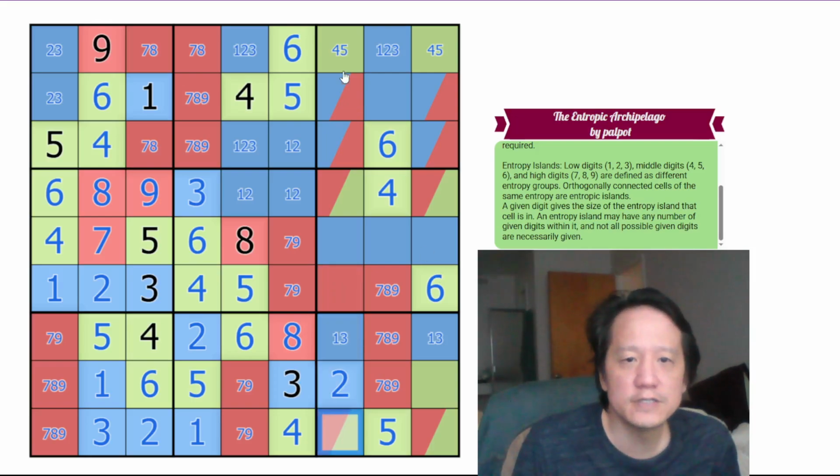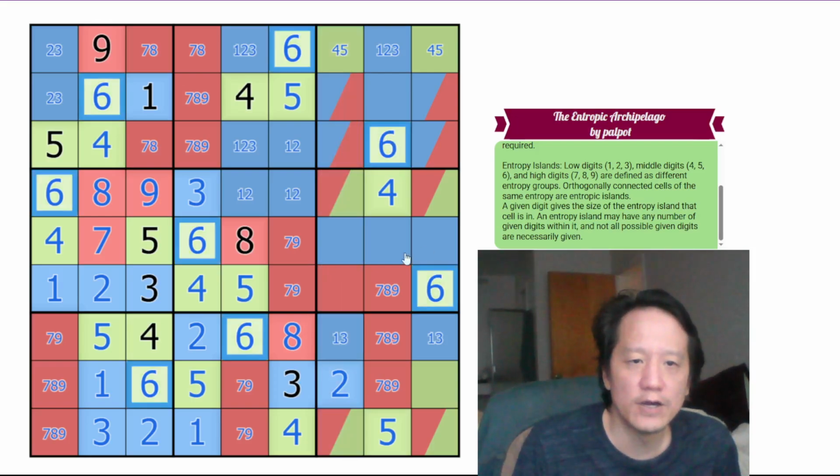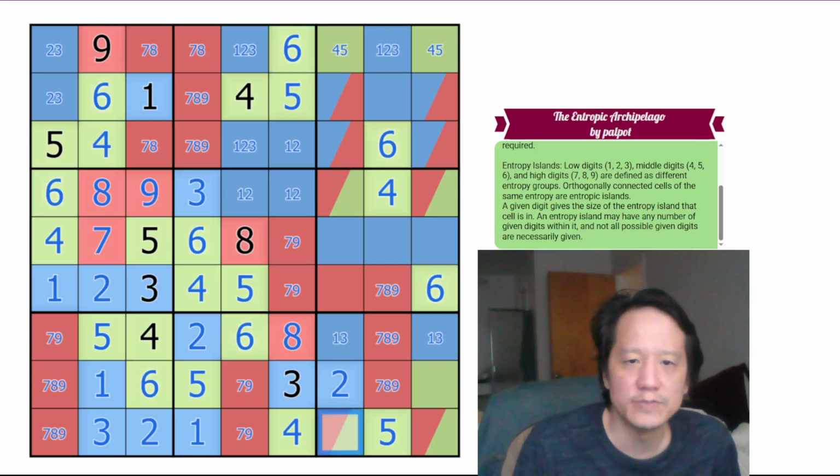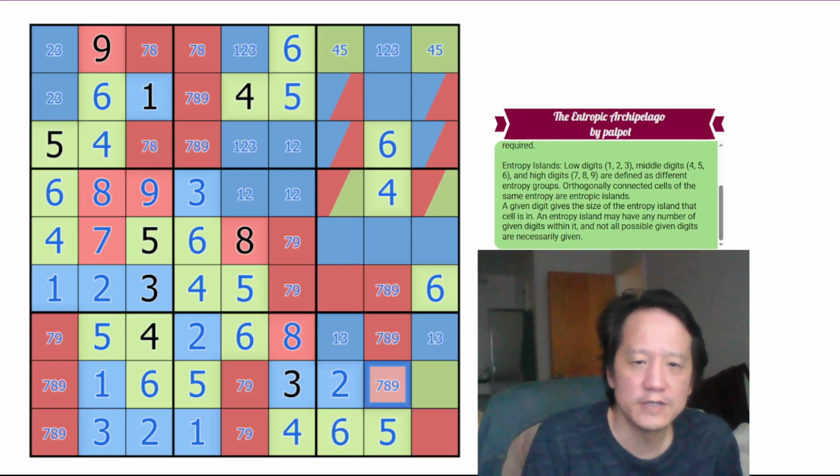We need a 6 in column 7. And we have 8 of them. We know where the last one has to be. It has to be here. So this can't be high. This can't be middle. This is a 6 then. This has to be 4.